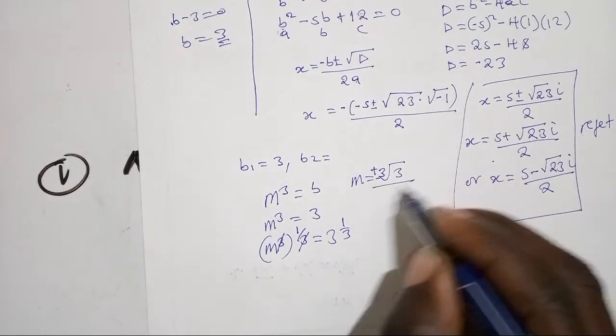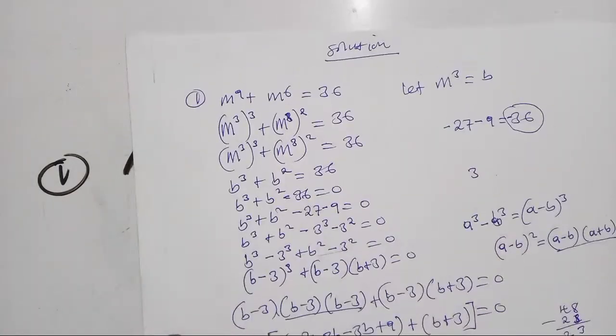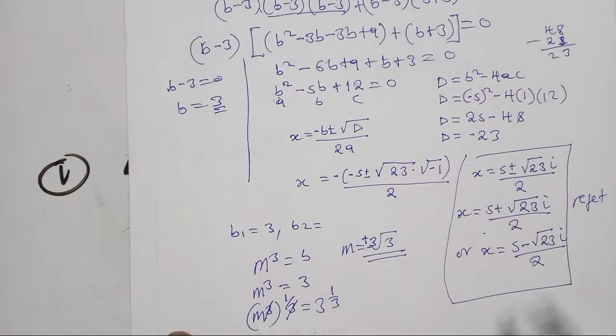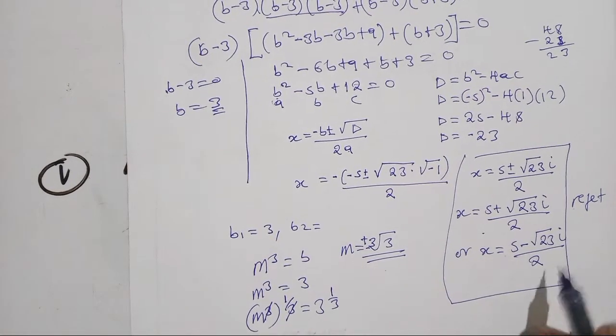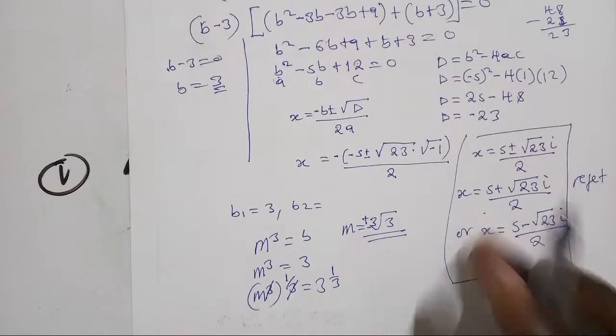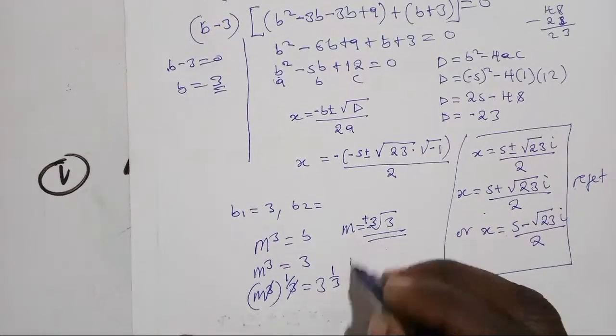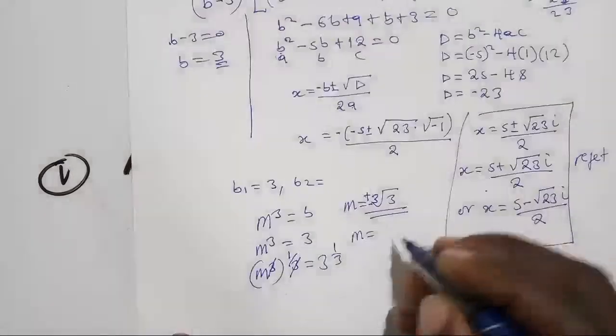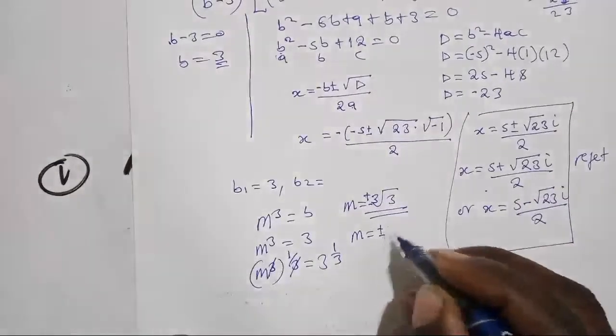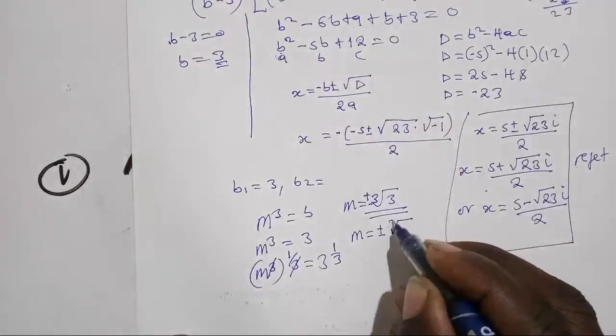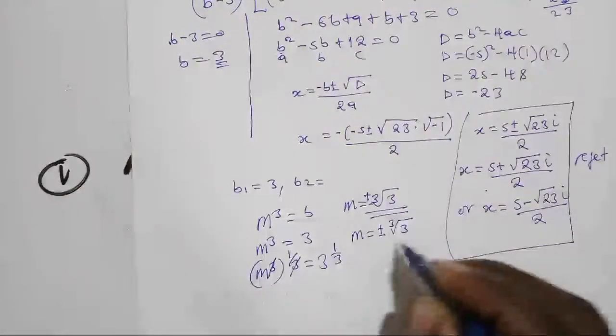So this is our answer for this question here, and these other answers are rejected because they are negative. So this is where we end, where m is equal to positive or minus the cube root of 3.